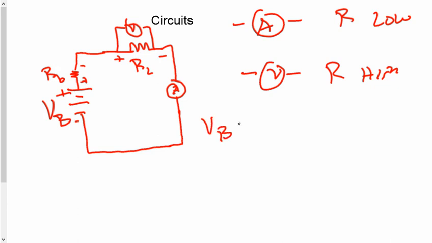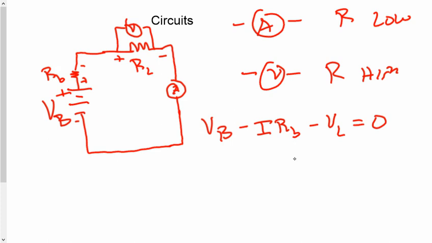Okay, and I'm going to have a voltage drop across RB. So that's going to be I times RB. Okay, and I know I because I measured I right there. Okay, and then I'm going to go minus the volts across the load resistor, and that would equal 0. So if I measure the current there, and I measure the volts there, I know the voltage of my battery, getting the resistance of the battery is very easy to do.